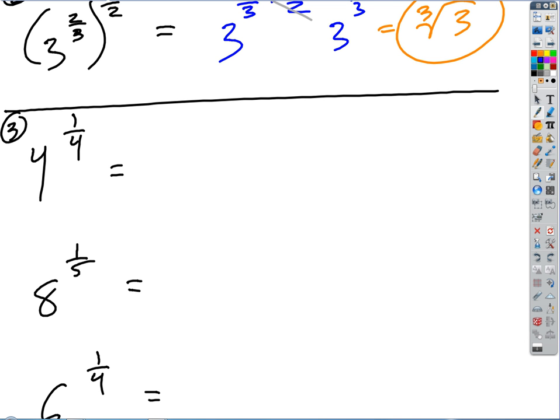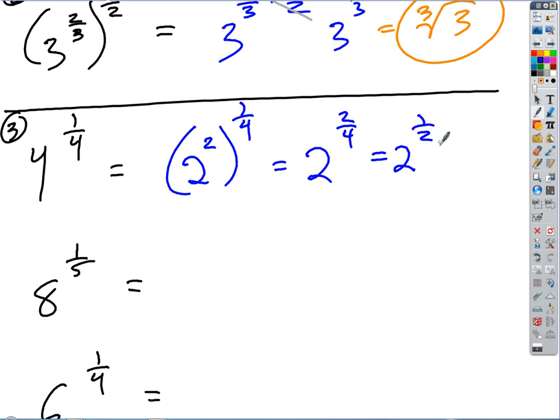So we can trade the 4 for a 2 squared to the 1/4, which gives you 2 to what power? If I multiply those, power to power, we multiply the exponents. What's 2 times 1/4? It's 2/4, which is just 1/2. So it's a square root of 2. Okay?